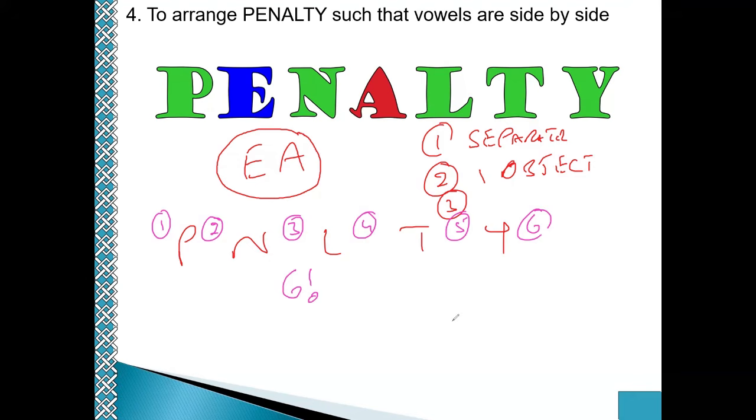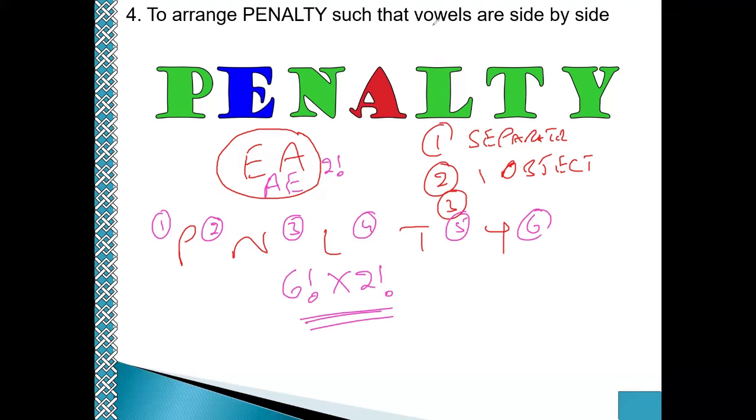So what is the answer? 6 factorial. And please remember, EA can also be arranged as AE. So again I have 2 factorial here. So 6 factorial into 2 factorial is my answer.